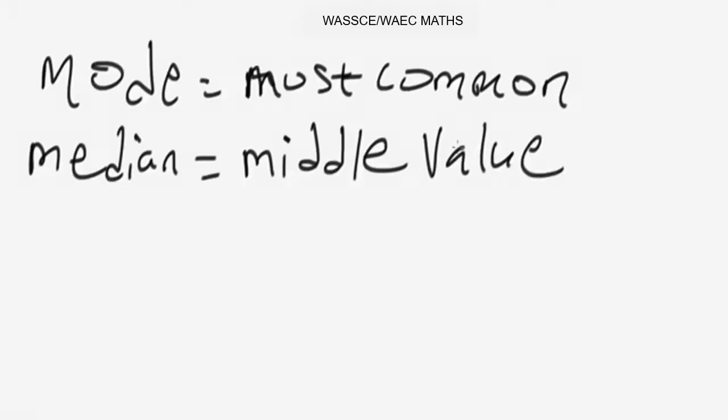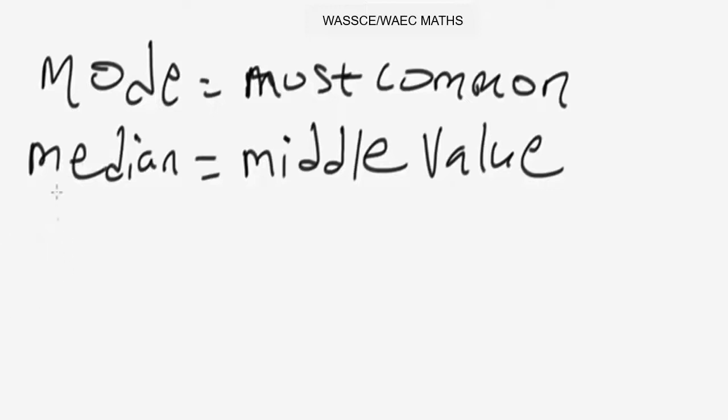Now note that there are some cases in which for the median you are going to have two middle values. In such a situation, you add those two middle values and divide by 2. We are going to get to meet such questions as we progress, and we're going to deal with such questions as we begin to practice.